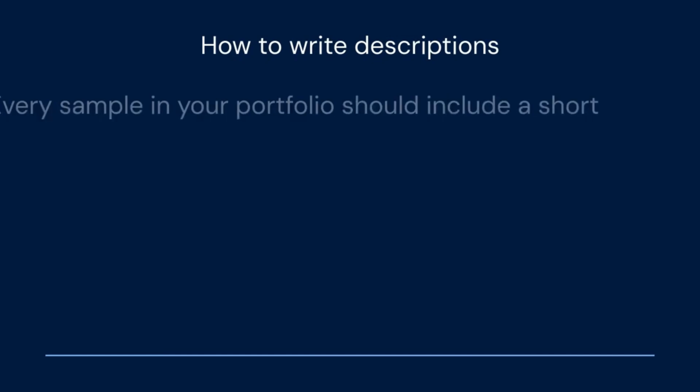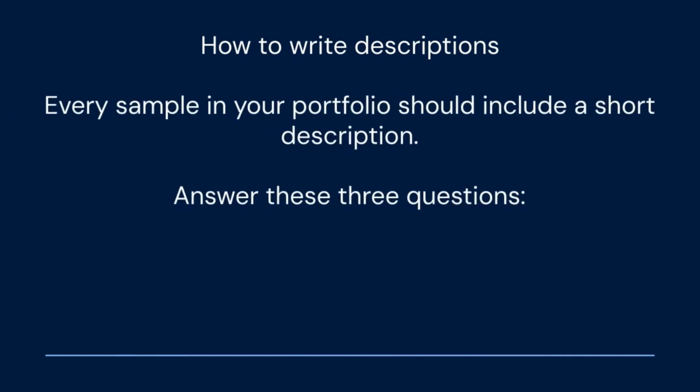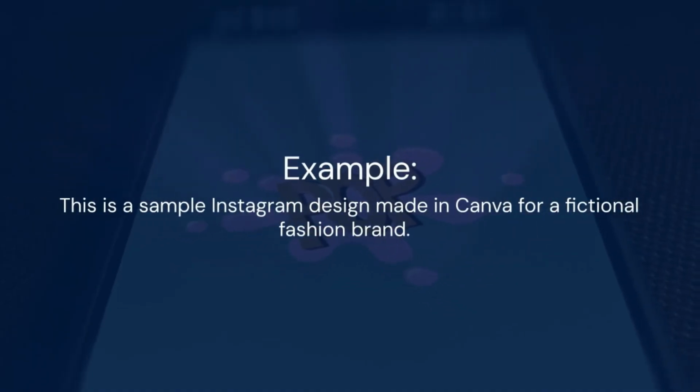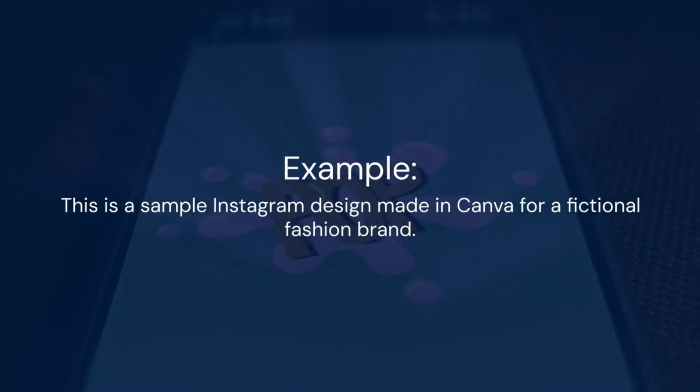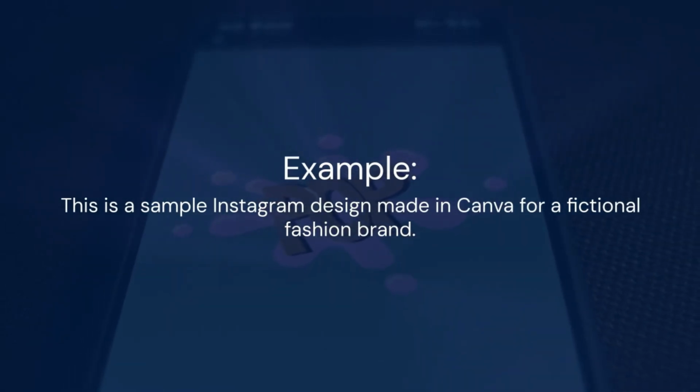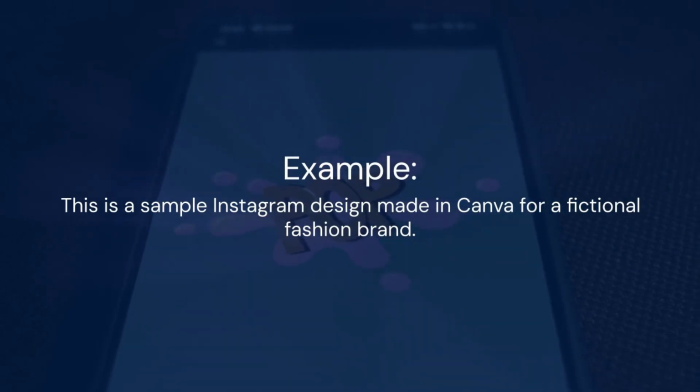How to write descriptions. Every sample in your portfolio should include a short description. Answer these 3 questions. What was the task or project? What tools did you use? What was the result or goal? Example: this is a sample Instagram design made in Canva for a fictional fashion brand. The goal was to attract Gen Z users using bold colors and modern fonts.